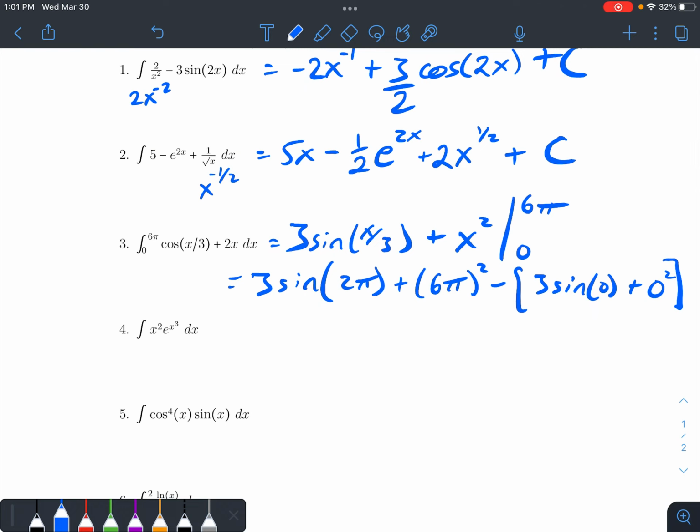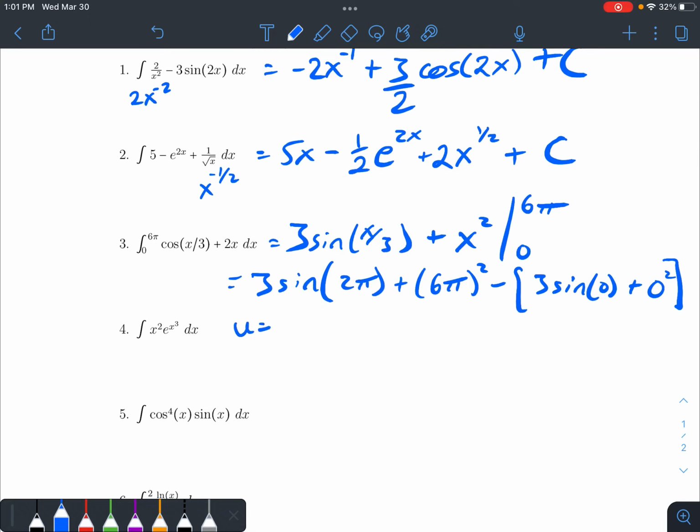All right, x squared e to the x cubed. When you integrate this, you can't just integrate each piece. This is a product of things, so you can't integrate each piece at a time and then multiply the answers. It doesn't work like that. You won't get the right antiderivative. You have to do a u substitution here.